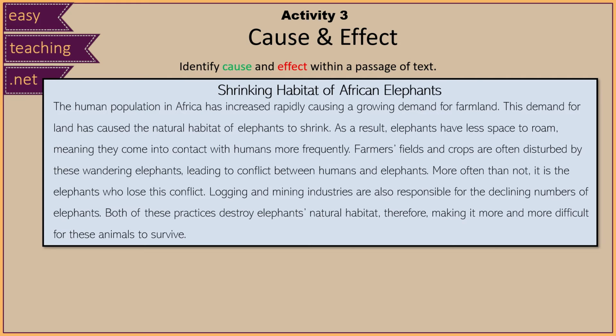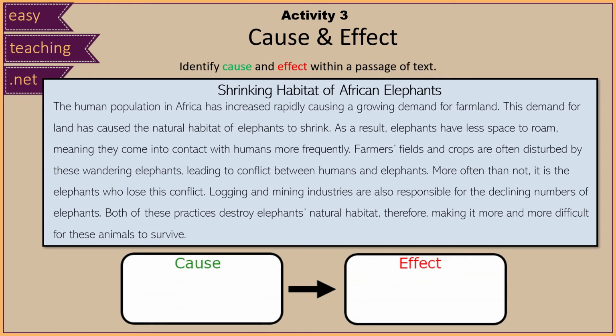Now, our task is to find cause and effect relationships. Did you spot any signal words? Here is a signal word I found, caused. This demand for land has caused the natural habitat of elephants to shrink.